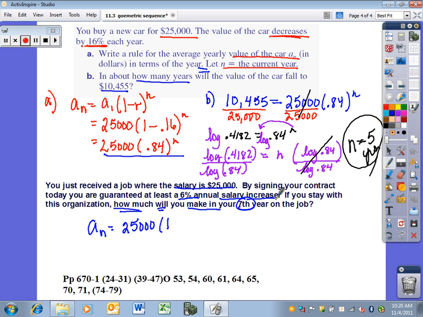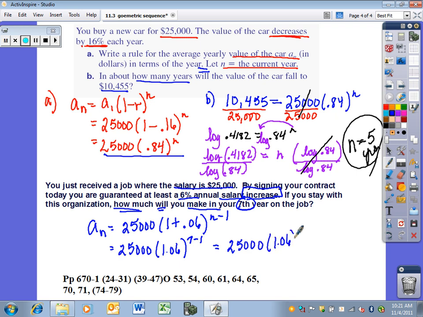Am I increasing or decreasing? Increase by 6% raised to the n. But it's going to have to be n minus 1, because in the first year I do not get the increase, so I want this to be a 0 power. So this becomes 25,000 times 1.06, and n is 7 minus 1, which is 25,000 times 1.06 to the 6th.